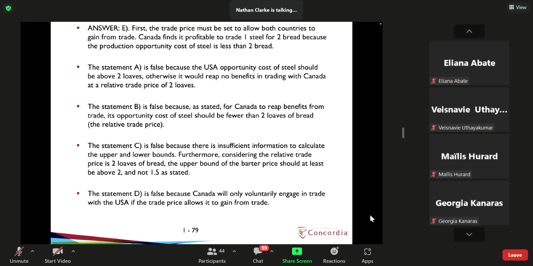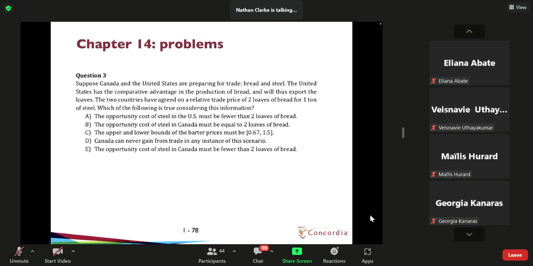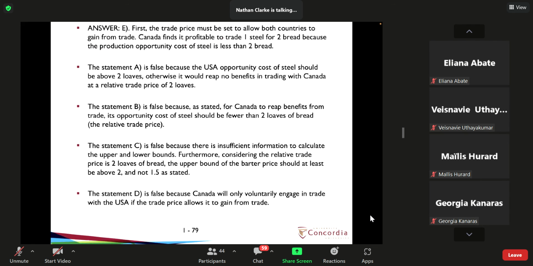So it's essentially saying we've agreed willingly to this trade. We've told you this trade price. They would only agree to this trade price if it was profitable for them. Therefore, the opportunity cost of steel must be fewer than 2 loaves of bread. So that's why E is true.